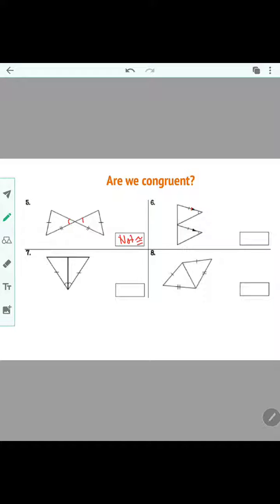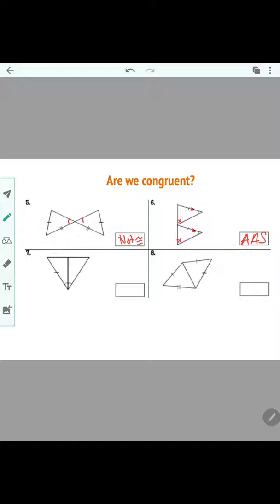Number 6, these arrows, a reminder, mean that those two lines are parallel, and then the other lines would be transversals. So by the properties of parallel lines and transversals, this angle is congruent to this angle because they're corresponding. And then I have angle, angle, side.